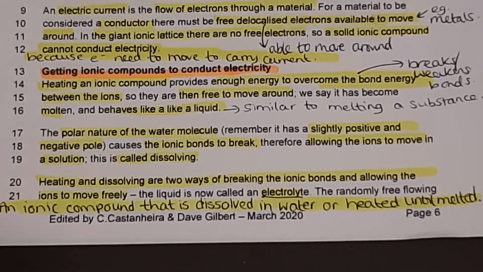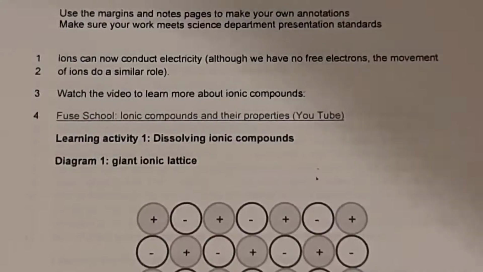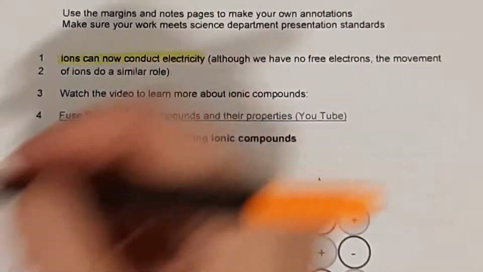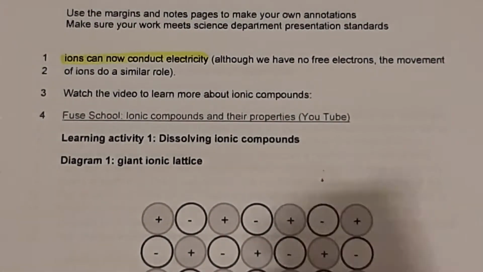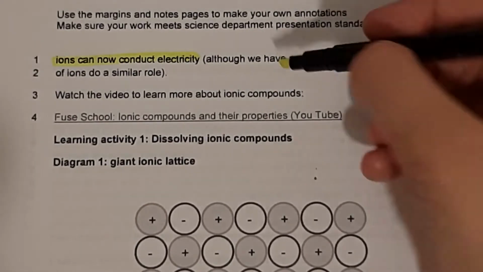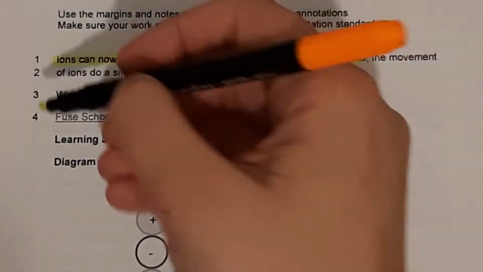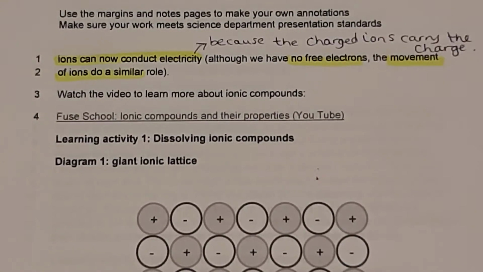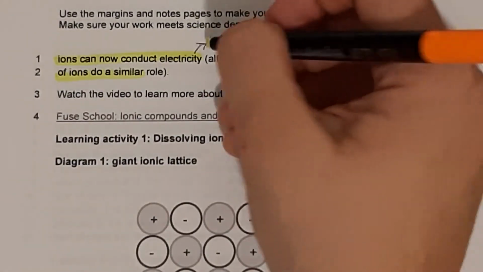So the randomly free-flowing ions can now conduct electricity. Even though there are no free electrons, the movement of ions performs a similar role to electrons because it's the movement of charged particles. So we're going to write a little note to say that's because the charged ions carry the charge.